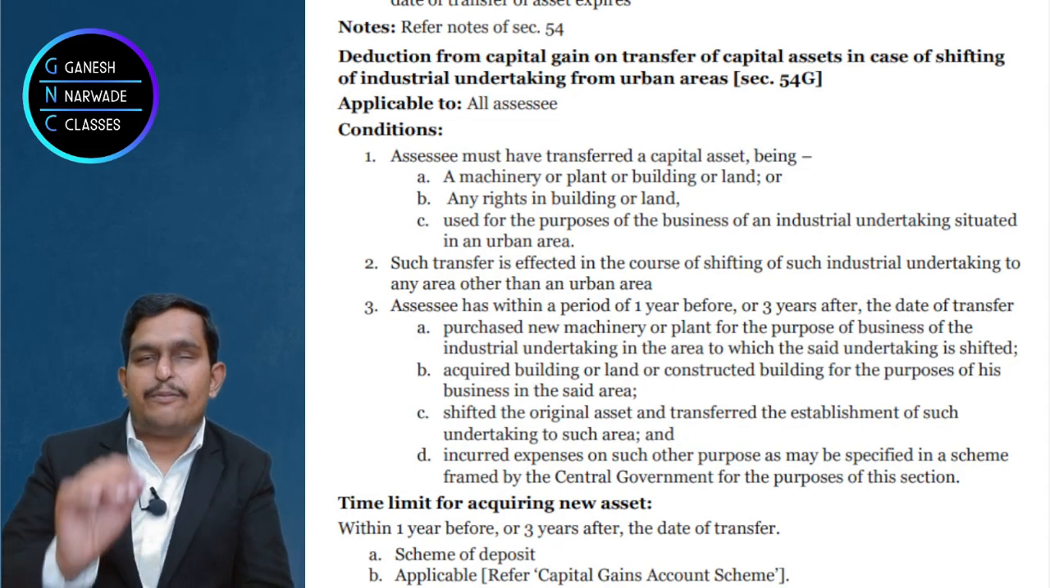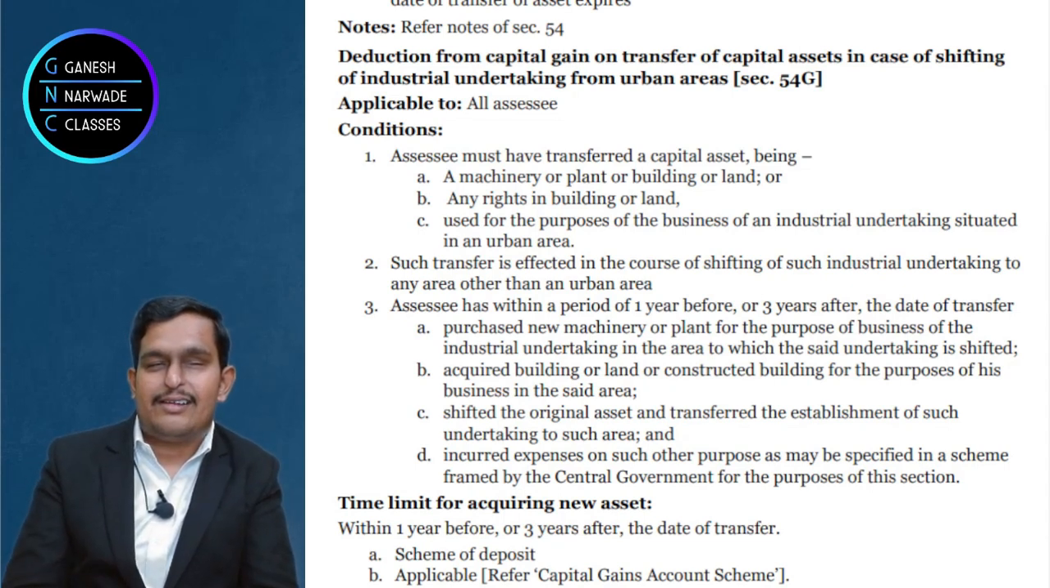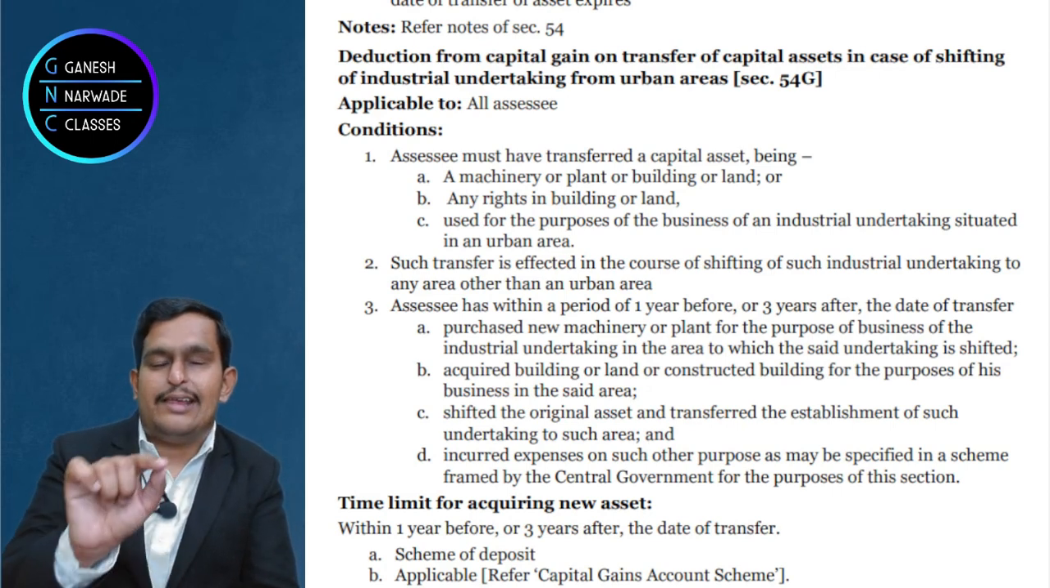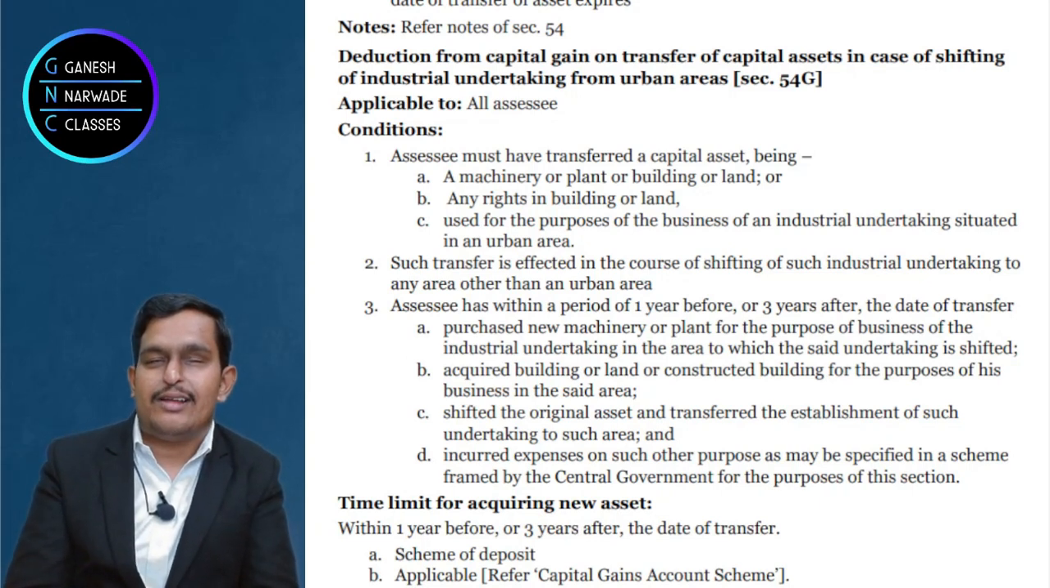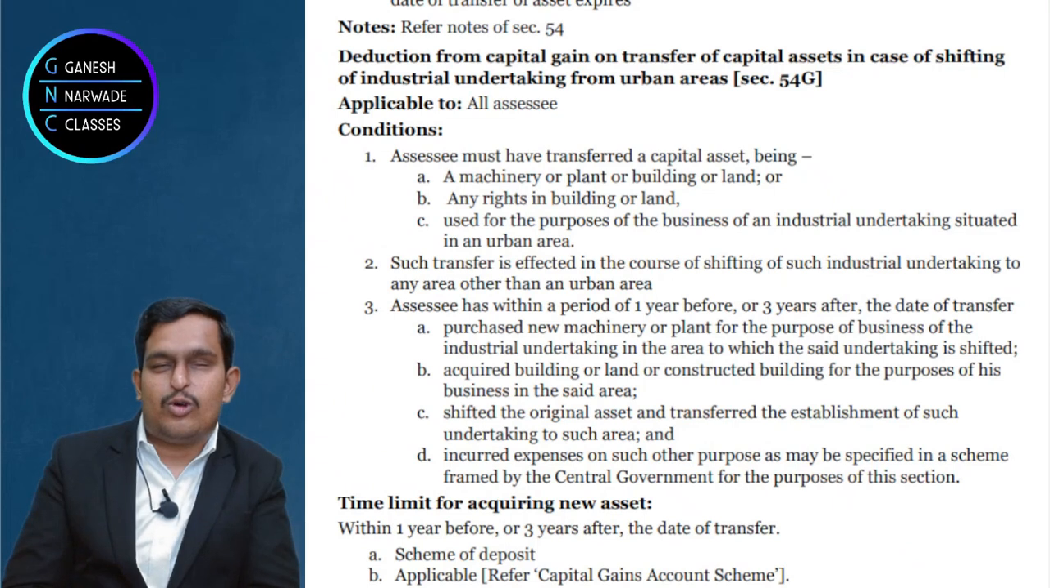Now, what is the topic's name? Reduction in respect of capital gains on the transfer of undertaking, industrial undertaking from urban area to rural area, Section 54G. Okay, to whom is it applicable? Individual, HUF, company, AOP, BOI, local authority, municipality, artificial juridical person, any assessee. So this section is applicable to all the assessees.